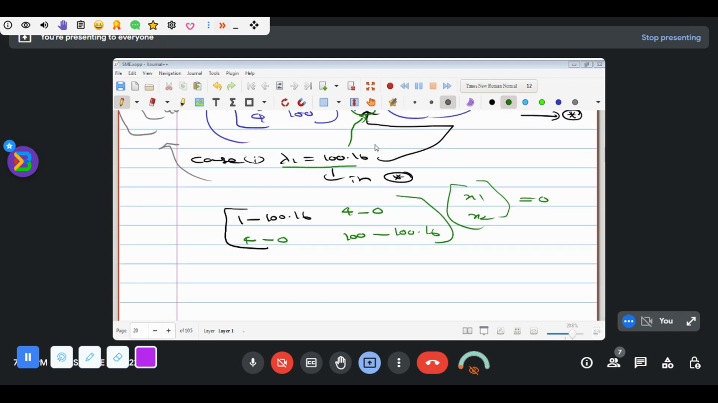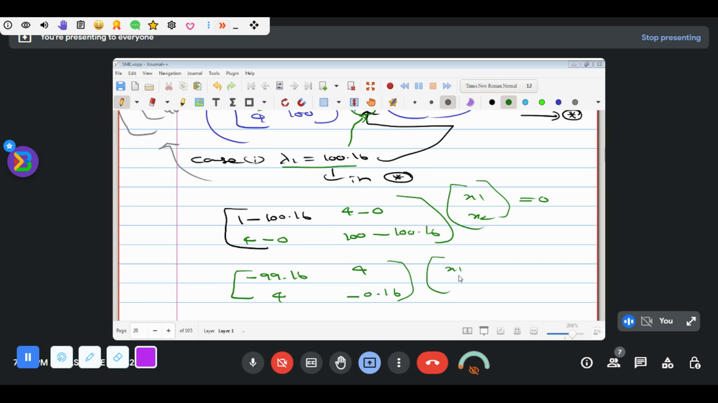Any doubt, Mohammed? Okay, I move to the next step. Then 1 minus 100.16. So what is the result? Minus 99.16. Next 4, next 4, and last result is minus 0.16.